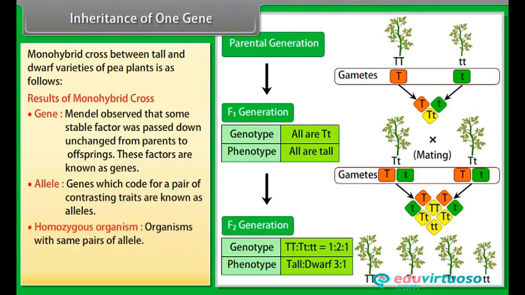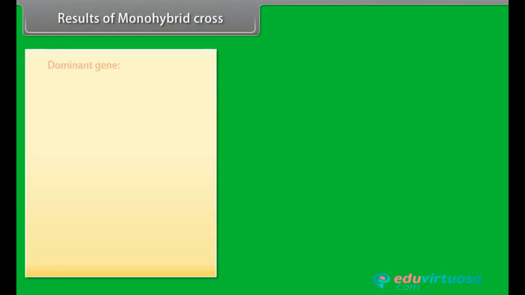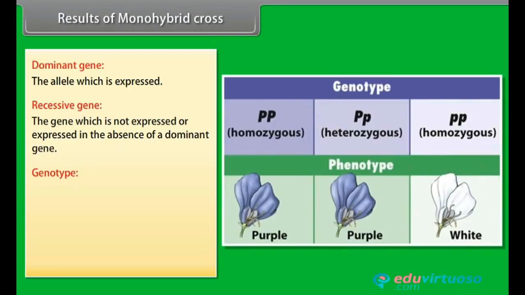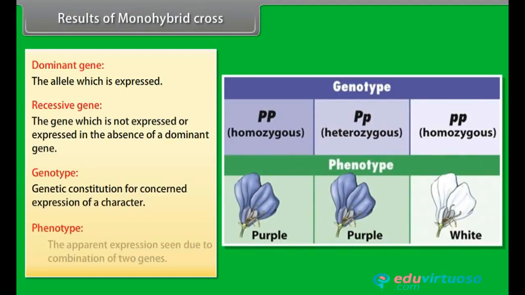Homozygous organism. Organisms with same pairs of allele. Heterozygous organisms. Organisms with different pairs of allele. Results of monohybrid cross. Dominant gene, the allele which is expressed. Recessive gene, the gene which is not expressed or expressed in the absence of a dominant gene. Genotype, genetic constitution for concerned expression of a character. Phenotype, the apparent expression seen due to combination of 2 genes.